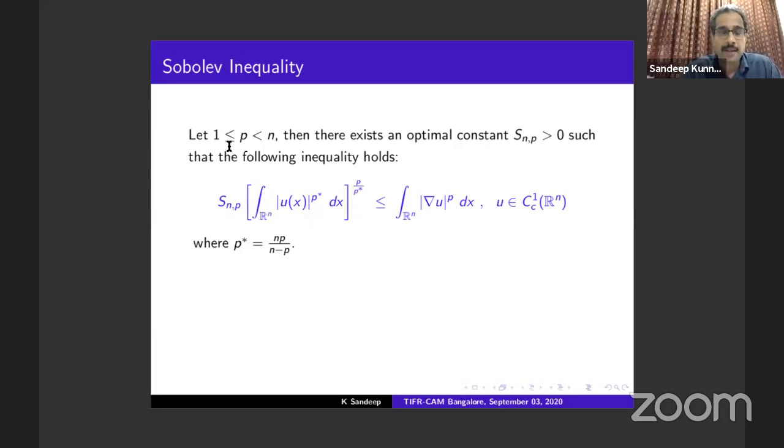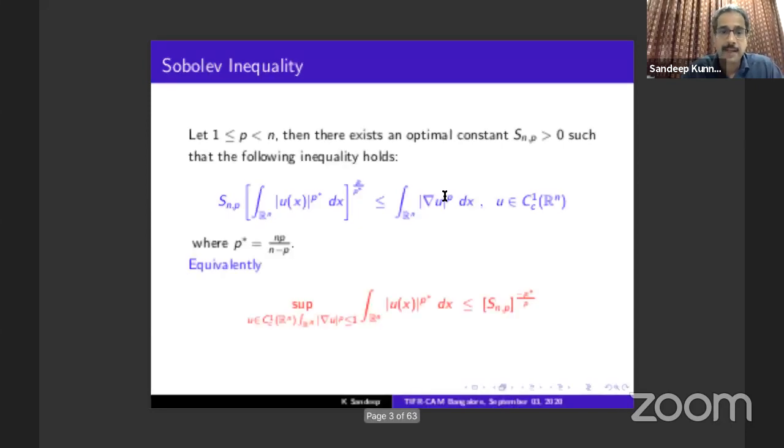I have this condition that 1 ≤ p < n. That makes p* a positive real number. And also, as p goes to n, p* goes to infinity. For future purposes, I also want to rewrite this inequality in another form. For example, you can normalize the right-hand side and assume that to be 1, and then the inequality takes this form.